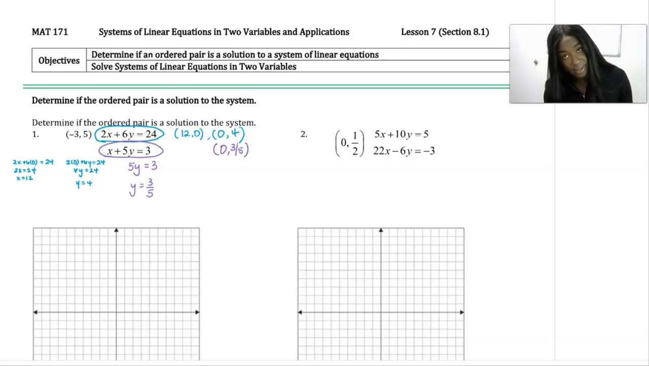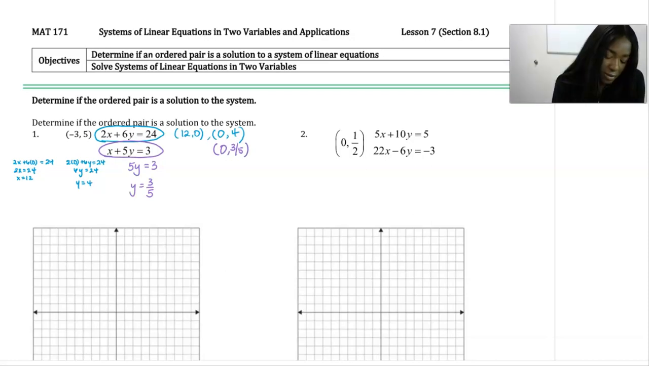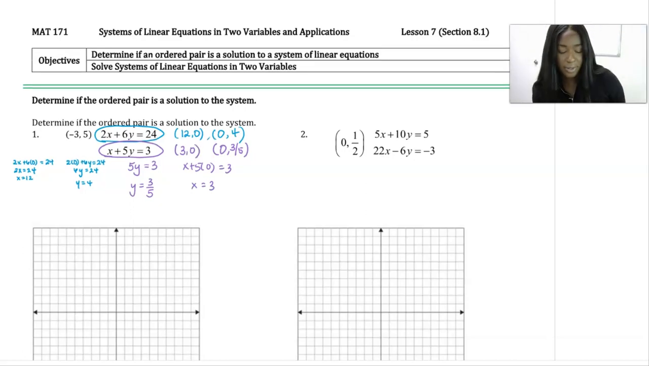Now I will find the x-intercept by setting y equal to 0. So I have x plus 5 times 0 equals 3. And we just get that x is equal to 3. So I know the x-intercept for the second line is the point 3, 0.